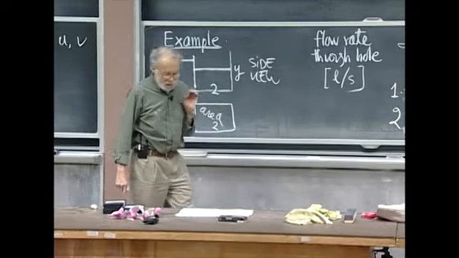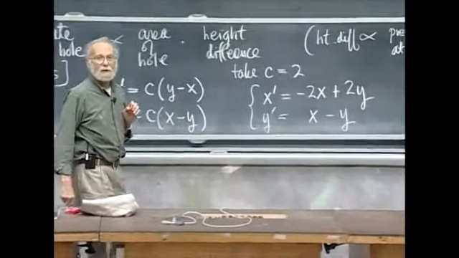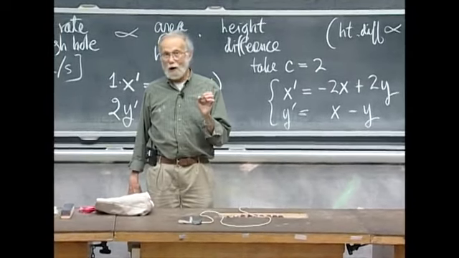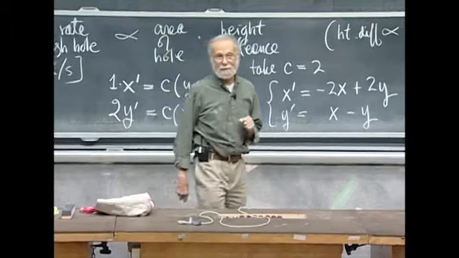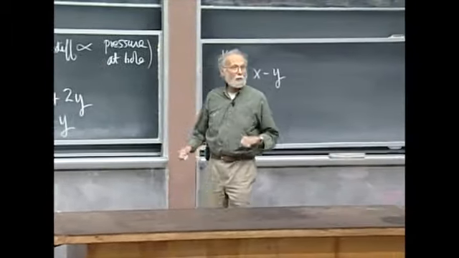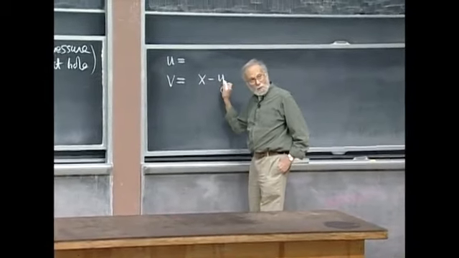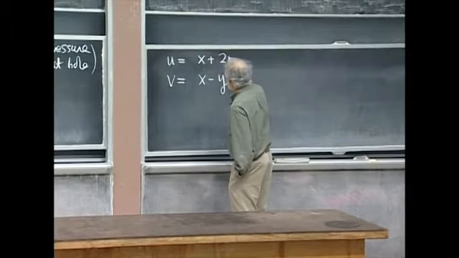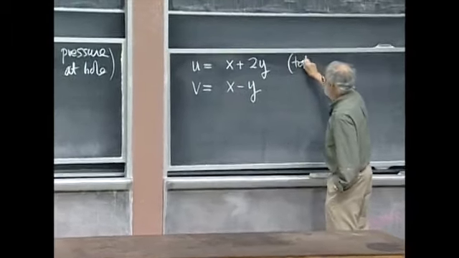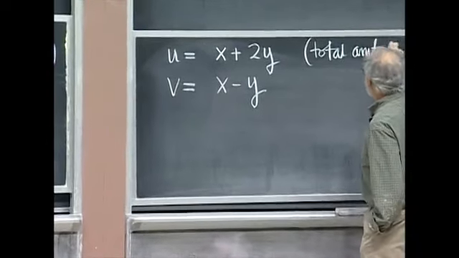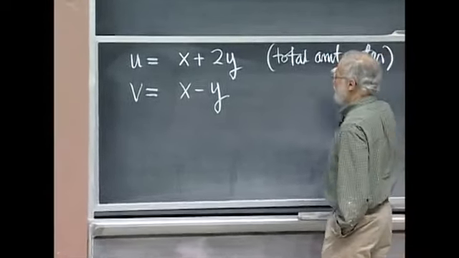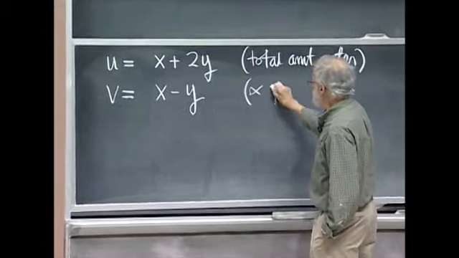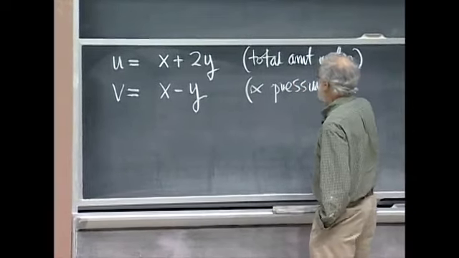Okay, what's the expression for the total amount of water in the tanks? x plus 2y. Therefore, that's a natural variable also. It's independent of this one. It's not a simple multiple of it. It's a really different variable. So this variable represents the total amount of liquid in the two tanks. This represents the pressure up to a constant factor. It's proportional to the pressure at the hole.